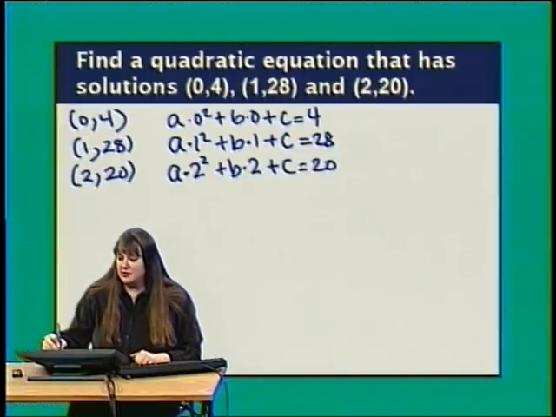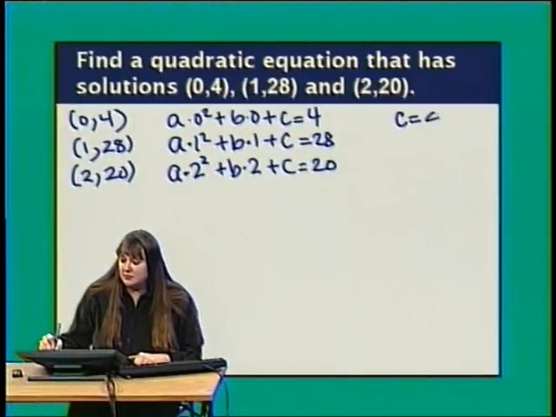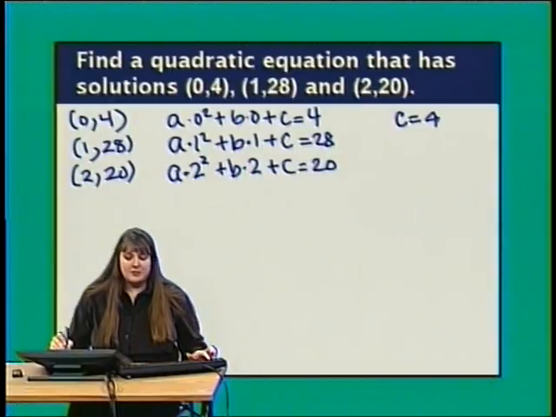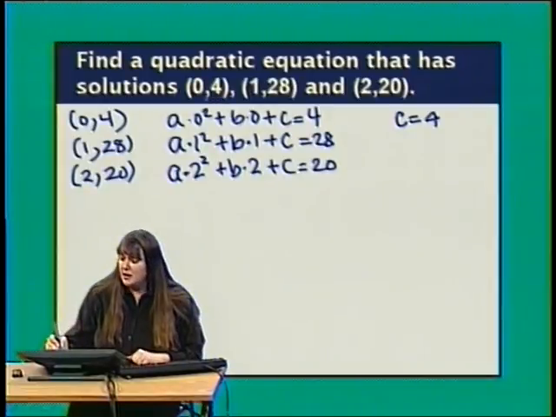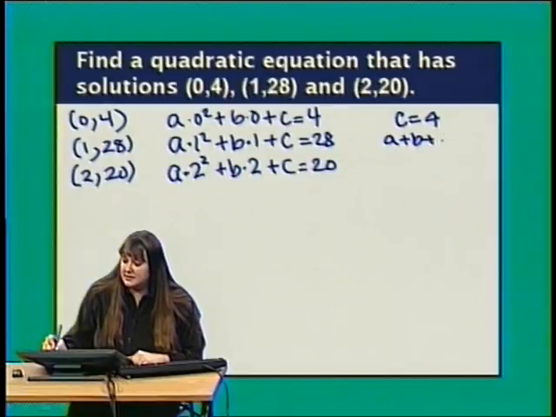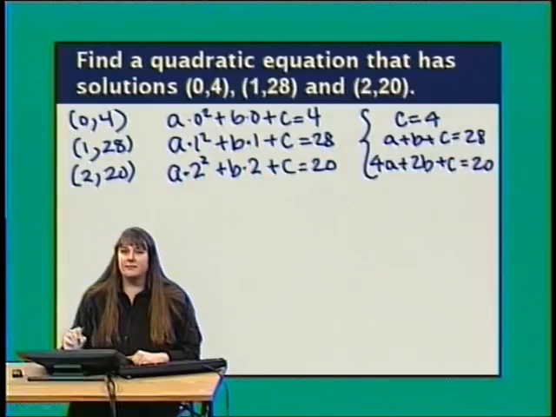Simplifying those equations, again, the first equation gives me c equals 4. That was to be expected. I have the vertical intercept of my parabola, 0, 4. The second equation simplifies to a plus b plus c equals 28. And the third equation simplifies to 4a plus 2b plus c equals 20.